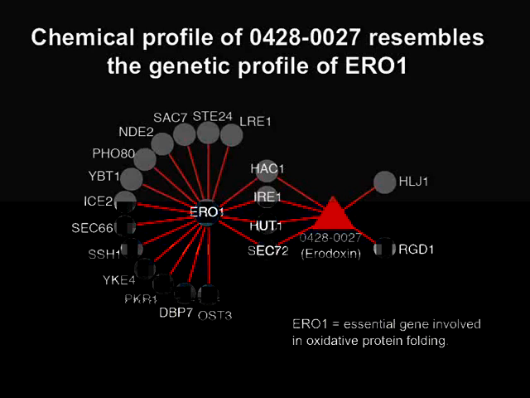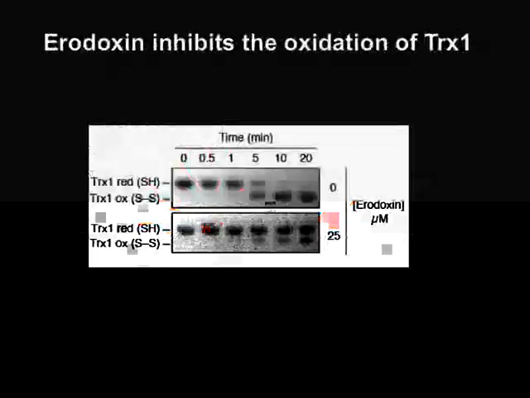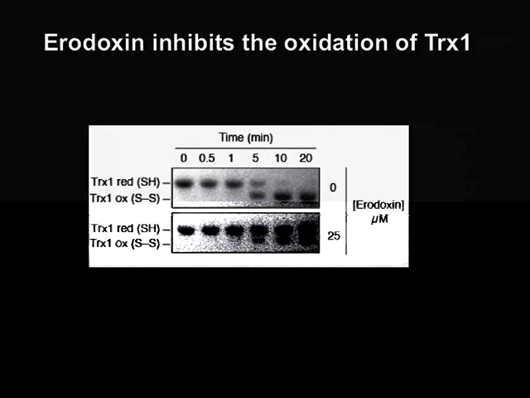We suggested the compound be renamed Erodoxin to reflect the fact that ERO1 is its target. Our collaborators did a number of experiments trying to confirm this, and one of them showed that treatment with Erodoxin delays the oxidation of TRX1, which is a homolog of the ERO1 real substrate.